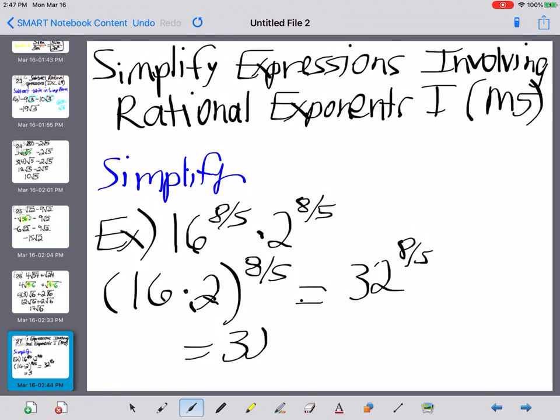in the calculator, you would type it in as 32, and then you would use your exponent button. And then since I'm doing a fractional power, I do 8 divided by 5. But let's do that to verify ourselves. So 32 to the 8/5. And indeed, I get 256.